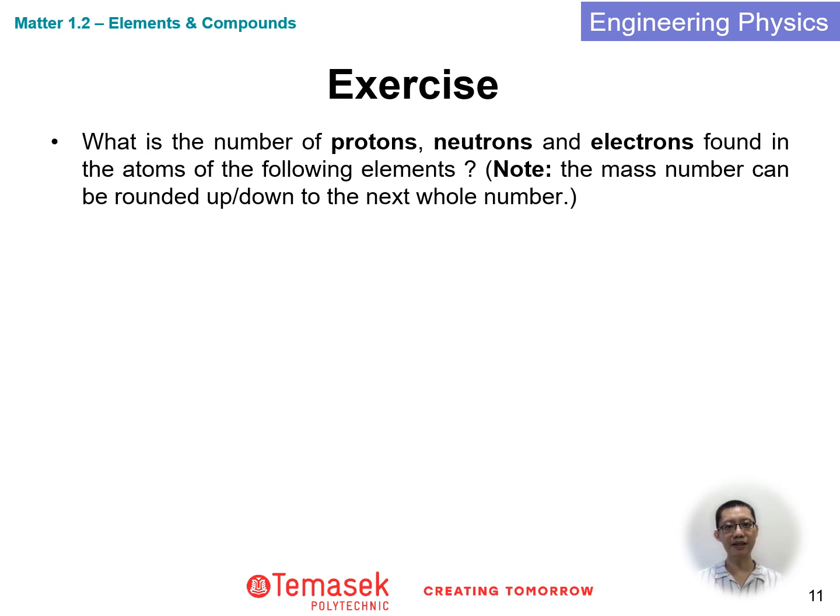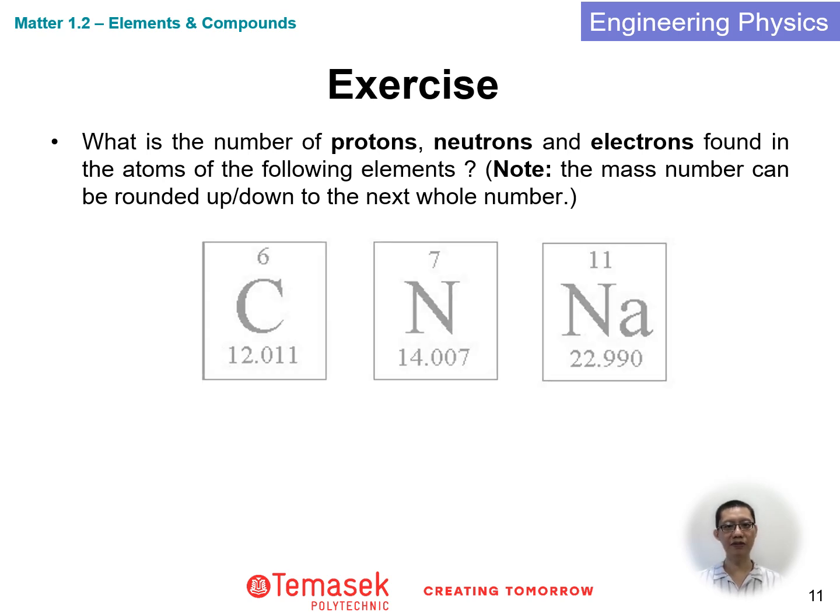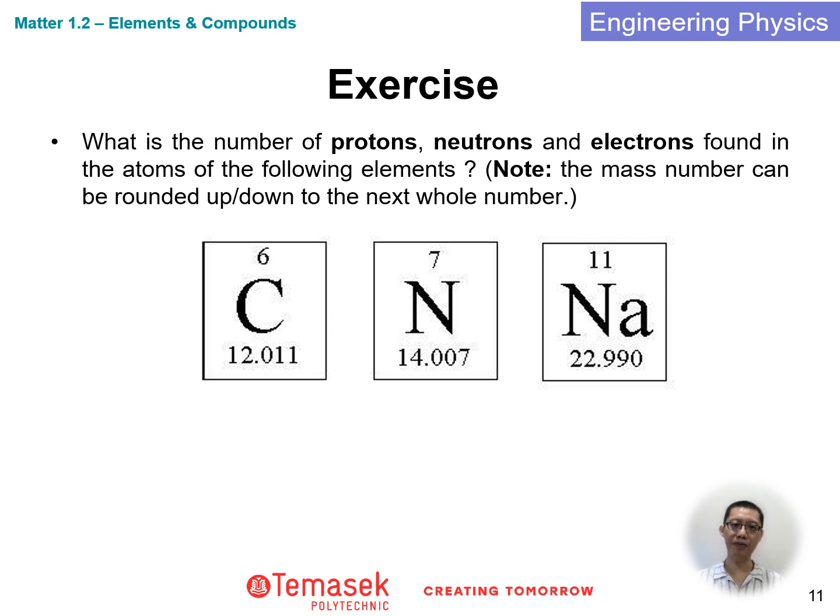In this exercise, you are to determine the number of protons, neutrons, and electrons in the atoms of the following elements. Note, the mass number can be rounded up or down to the next whole number, whereby carbon C has a mass number of 12, nitrogen N has a mass number of 14, and sodium Na has a mass number of 23. Pause the video while you determine the answers. Play the video when you are ready to check your answers.